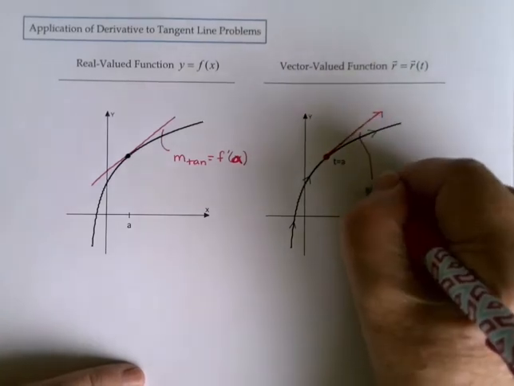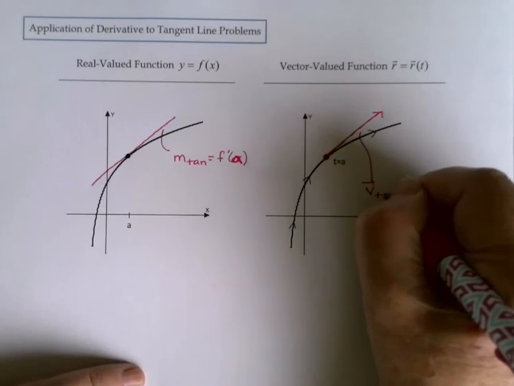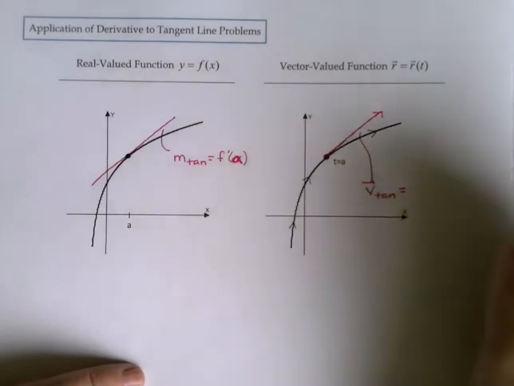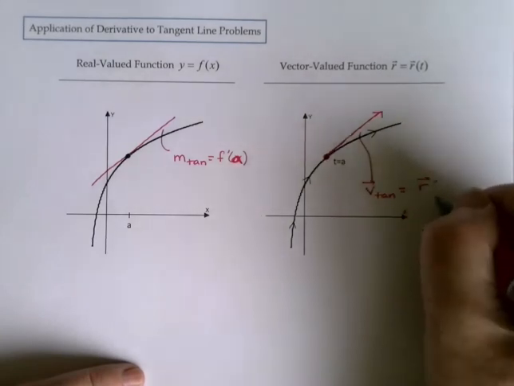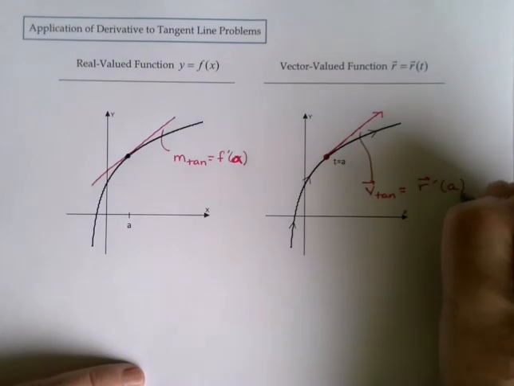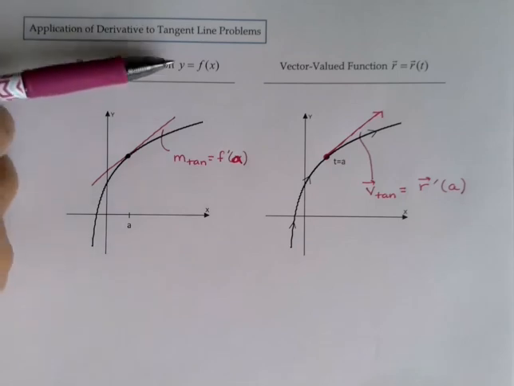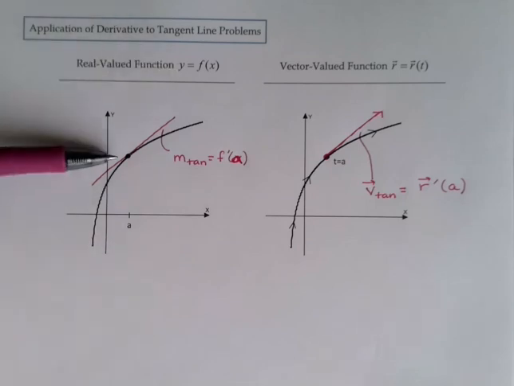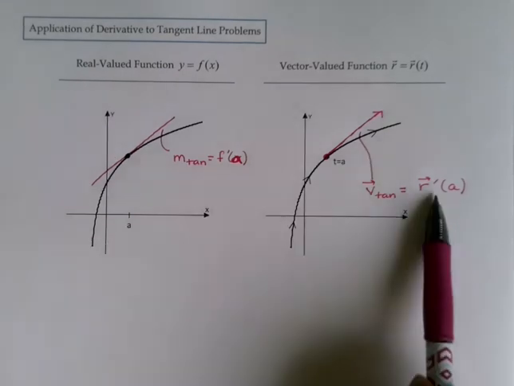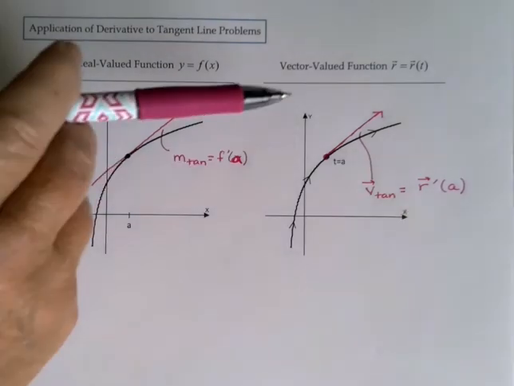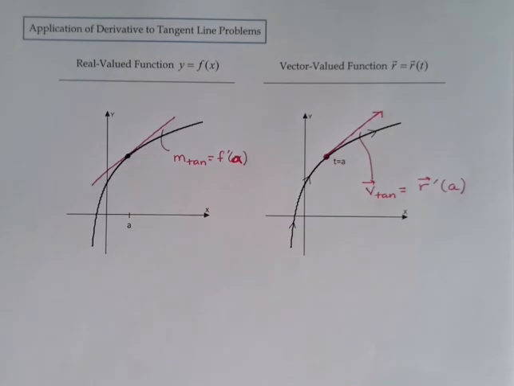That vector, I'm going to call it v tangent because it is the tangent vector, is just the derivative r prime evaluated at a. So in functions of one variable, the derivative gave us the slope of the tangent line. In vector-valued functions, the derivative actually gives us the tangent vector.